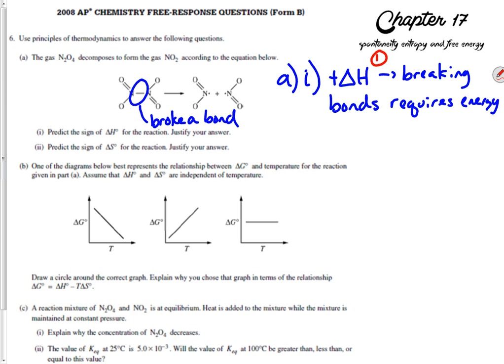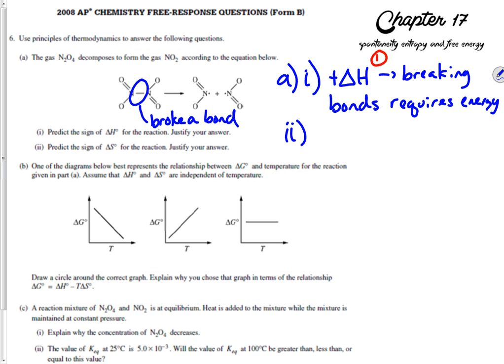Bonds are broken when NO2 molecules form from N2O4 molecules. Energy must be absorbed. That's what I probably should have written to break bonds. So the reaction is endothermic, and the sign is positive. Double I.